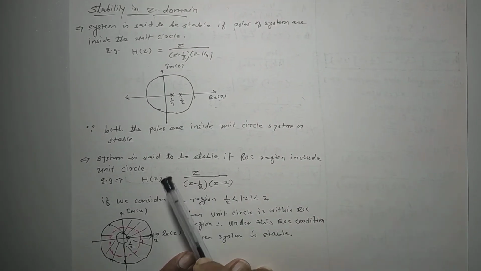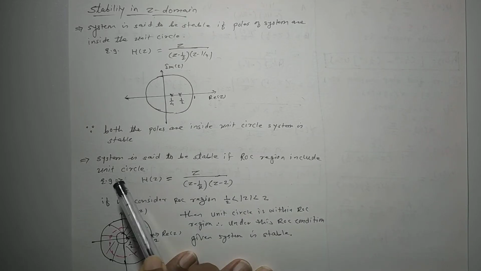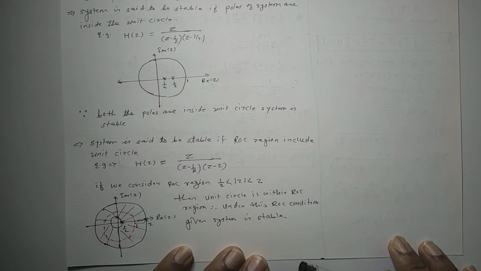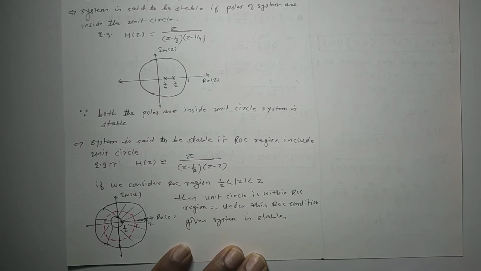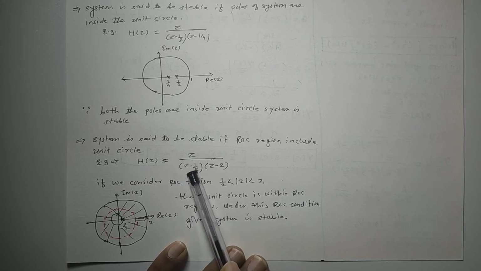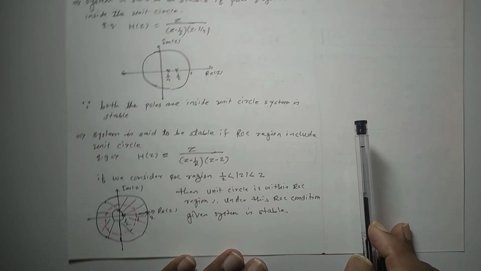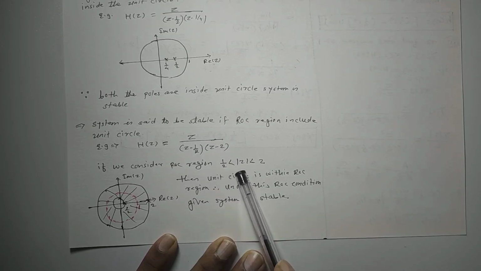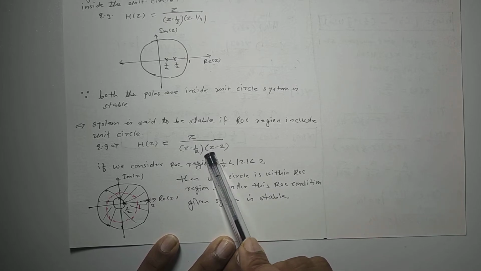Okay, the system is said to be stable if the ROC region includes the unit circle. So ROC region में अगर unit circle, 1 का circle आता है तो system will be stable, otherwise system is unstable. For example, let us say that the system transfer function is this one, z upon z minus half, z minus 2. Now if we consider the ROC region of the system, this has three possible ROC regions.